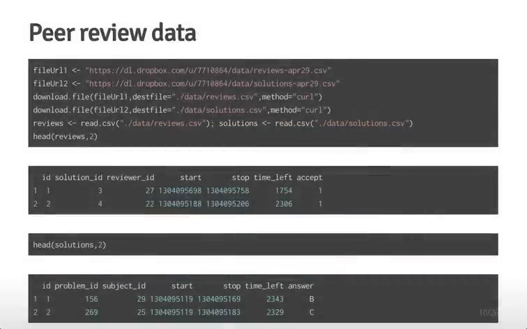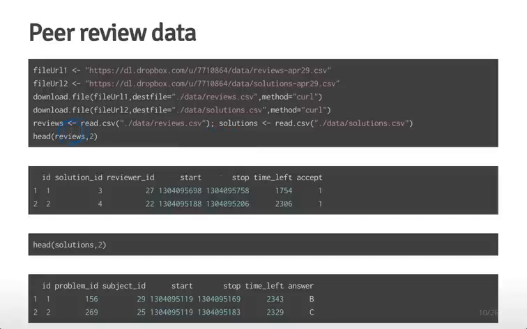So again, to load in the peer review data, we have the URLs of the review and solution data sets that are on Dropbox. And we can download those files using the download.file commands that we've learned about earlier in getting data. And then we can load in the reviews and solutions data sets separately with the read.csv command. So at the end of the day, we have two data sets, the reviews data set and the solutions data set. And what we would like to do is look at those and see if there's anything that we need to do to process them, and maybe if we can put them together into one data set.